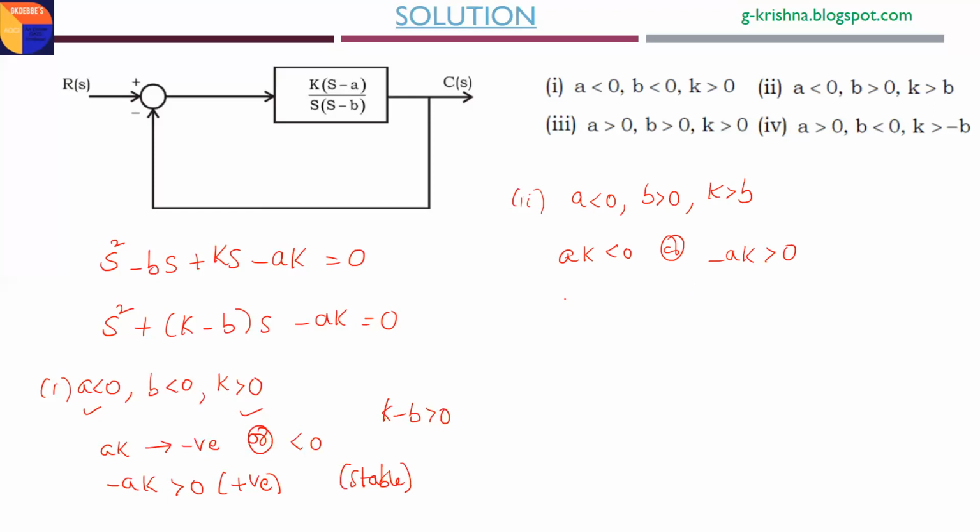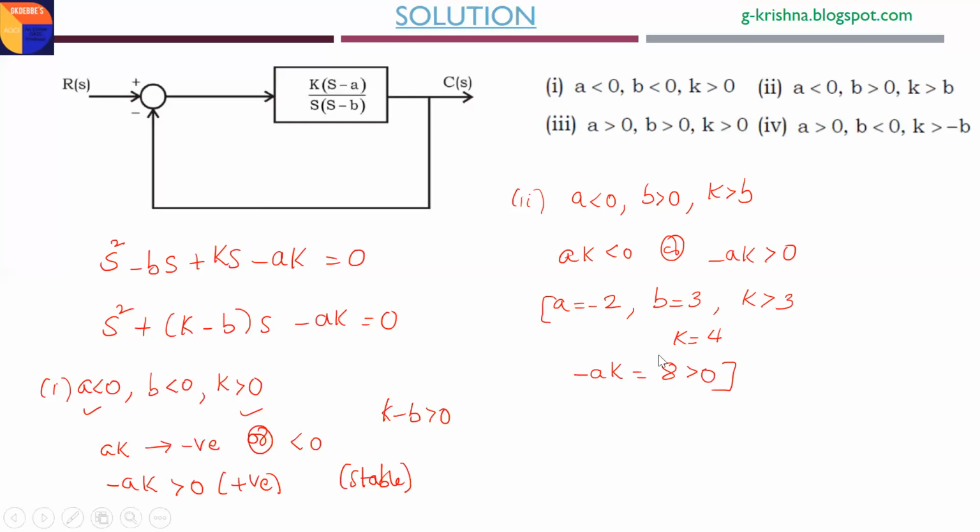I'll explain with an example. A negative means you take some minus 2. B greater than 0, you take it as 3. And K greater than B means K must be greater than 3, so you can take any value greater than 3, like 4. Definitely minus AK will be 8, which will always be greater than 0.